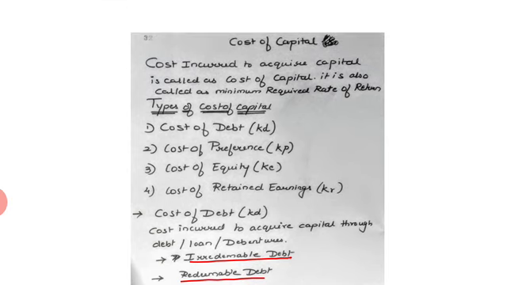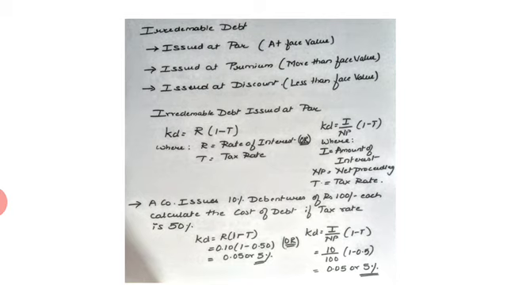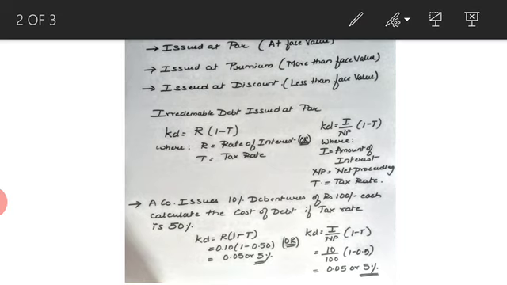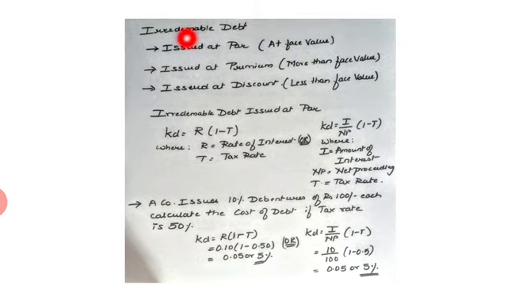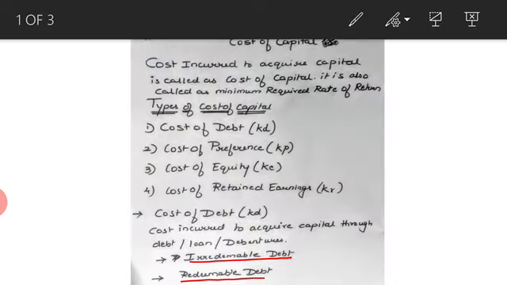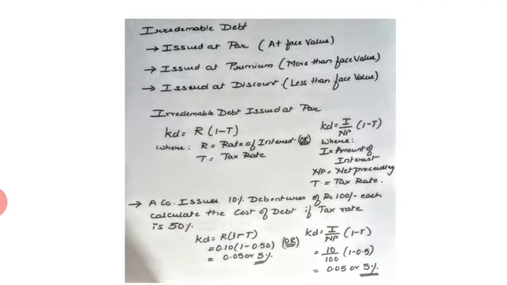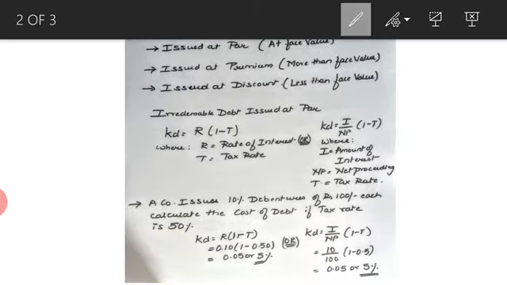So as we said, irredeemable debt can be of three types, or it can be issued in three types. It can be issued at par, it can be issued at premium, or it can be issued at a discount. Now what is this par, premium and discount?